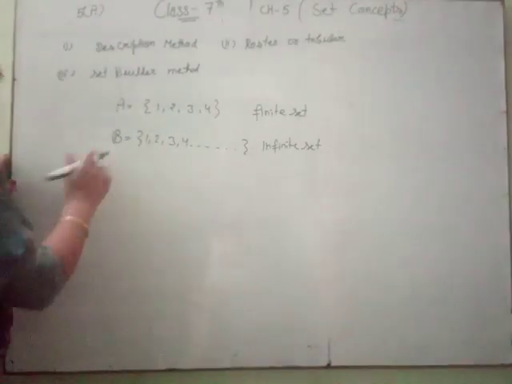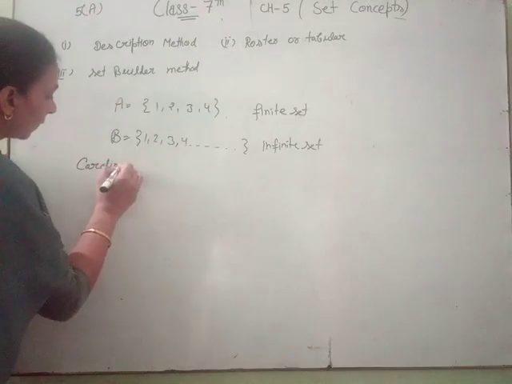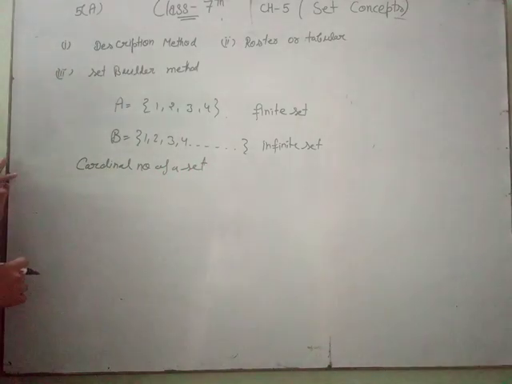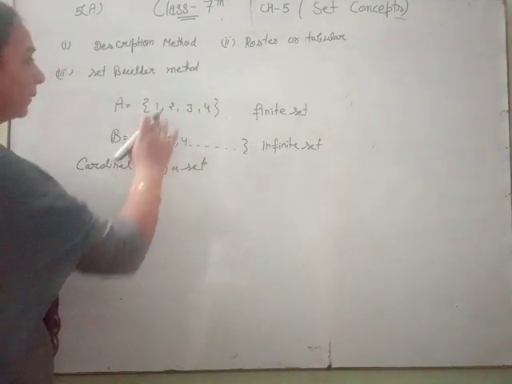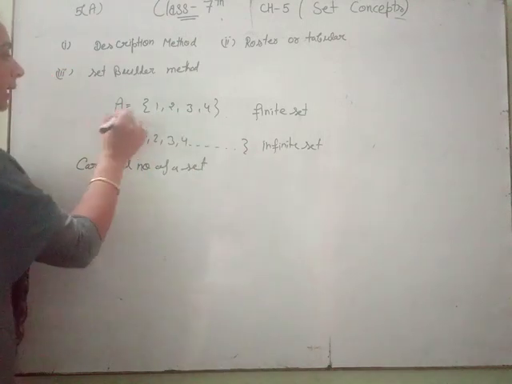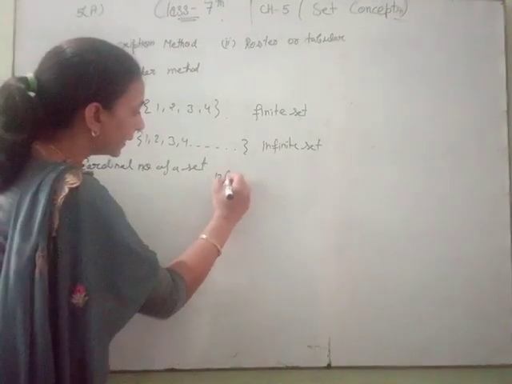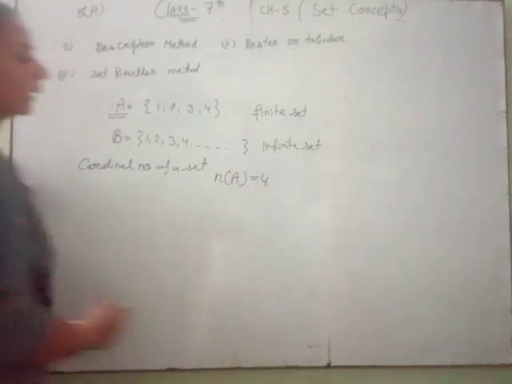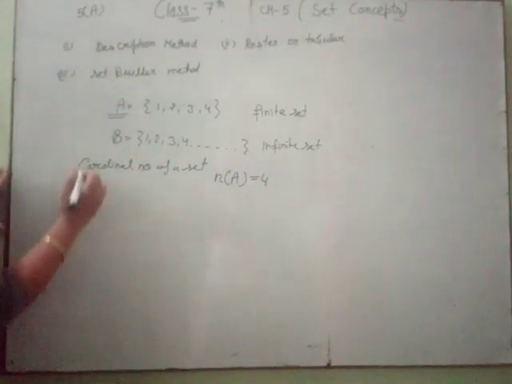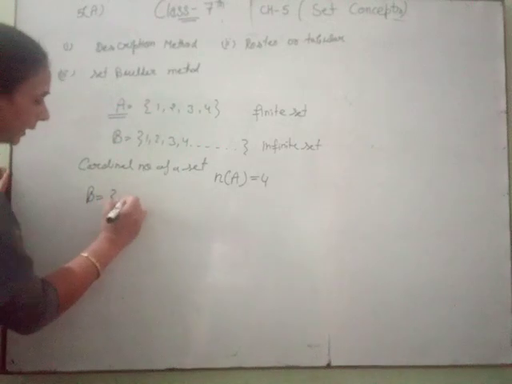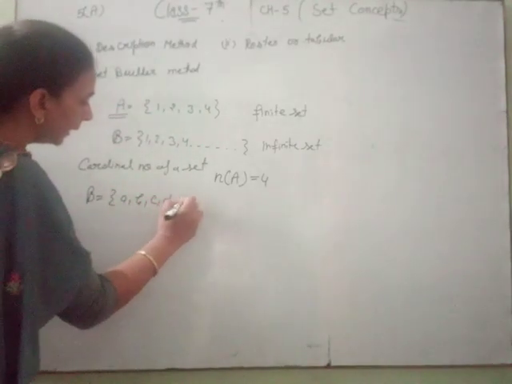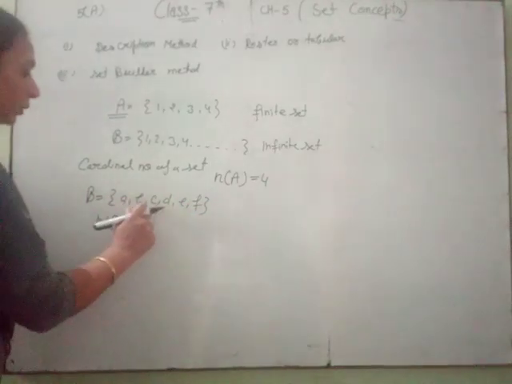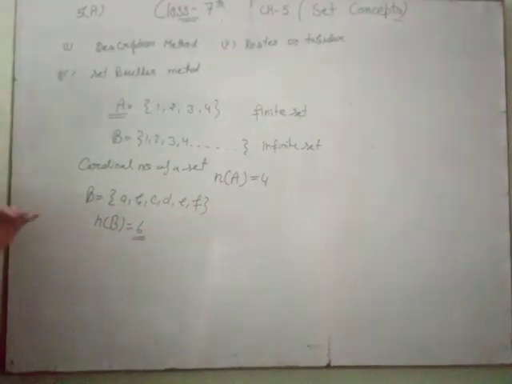Okay, and the cardinal number. Cardinal number of a set. What is the cardinal number of any set? It is the number of elements. If we count all the elements, what is the cardinal number of set A? Then we write n(A). That means the cardinal number of A. There are a total of 4 elements, so the cardinal number of set A equals 4. If there is any set B = {a, b, c, d, e, f}, then the cardinal number of set B equals 6. This is the cardinal number.